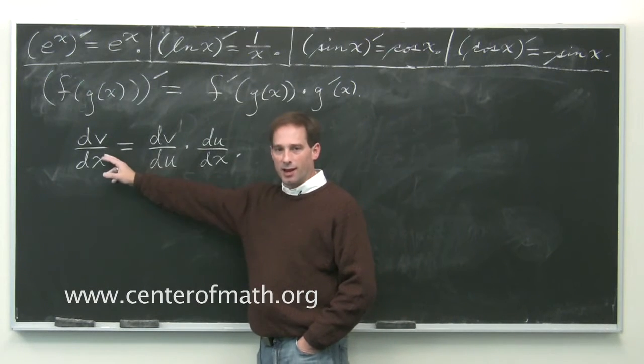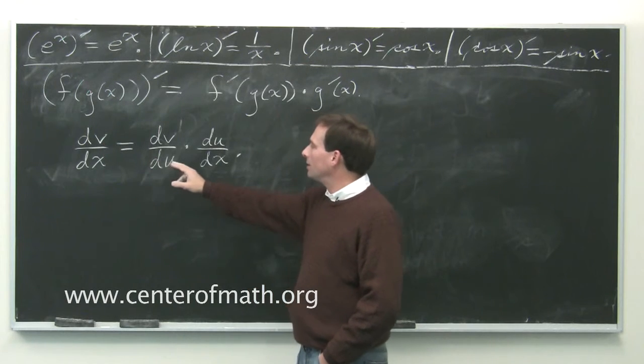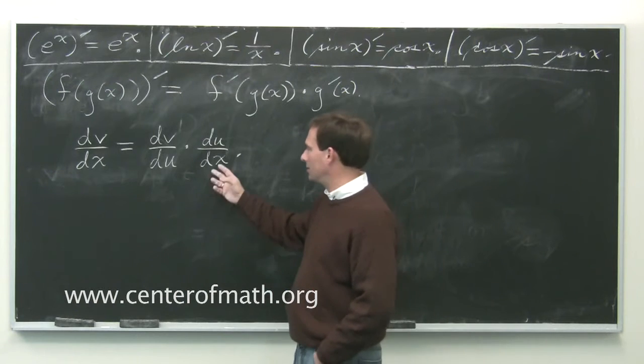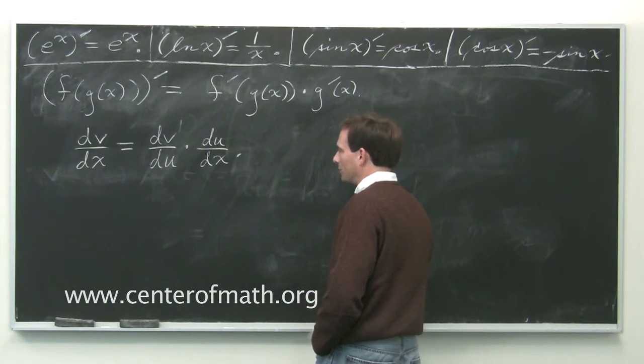You read this, dv dx, not over. You don't say dv over dx. dv dx equals dv du times du dx. You don't say over because the derivatives themselves are not fractions. They're limits of fractions, but that's different.